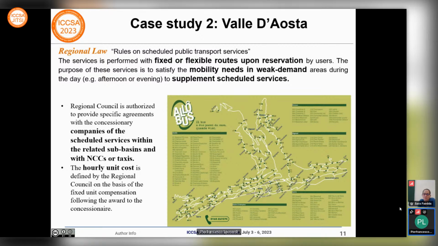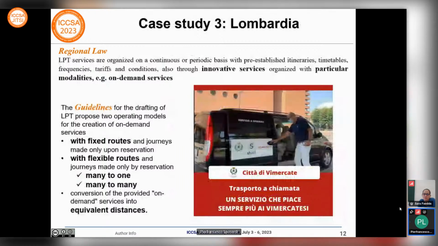For the third case study, the guidelines for local public transport propose 2 operating models for the creation of on-demand service: with fixed routes made only by reservation, and with flexible routes made only by reservation, with the 2 commonly used models, the many-to-one model and the many-to-many model. The coordination guidelines for the assignment of local public transport define the conversion of on-demand services into equivalent distance.